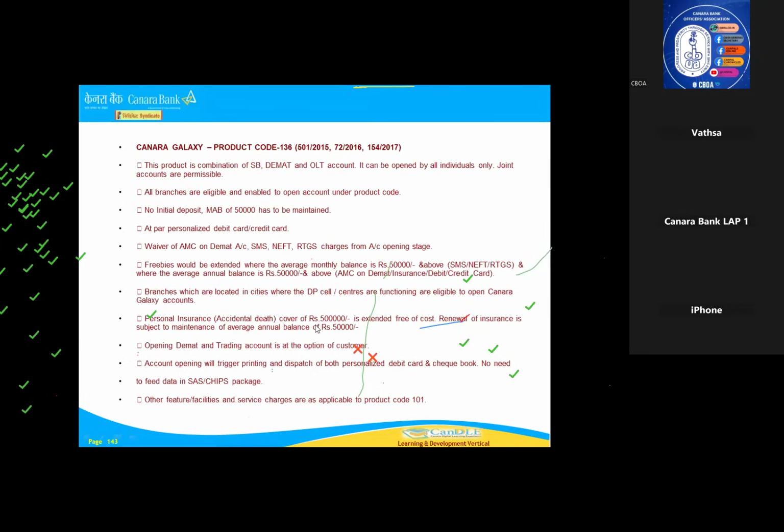There is a personal accident death cover of 5 lakhs, extended free of cost, and renewal of insurance is subject to maintenance of the average monthly balance of 50,000. In all the products, only if the prescribed balance is maintained, all the freebies will be given. If they don't maintain the minimum balance, as per the scheme, all the free things will be revoked. Account opening will trigger printing and dispatch of both the personalized debit card and checkbook. Other features, facilities and service charges are as per product code 101.